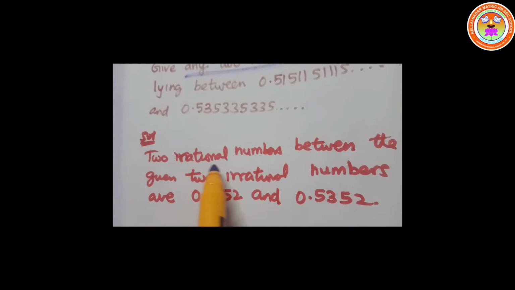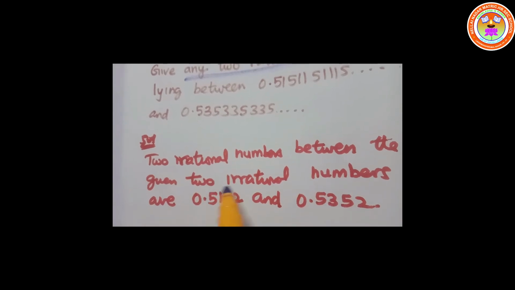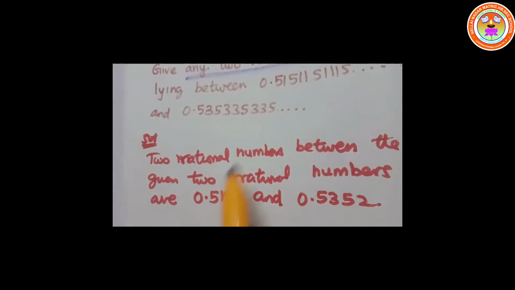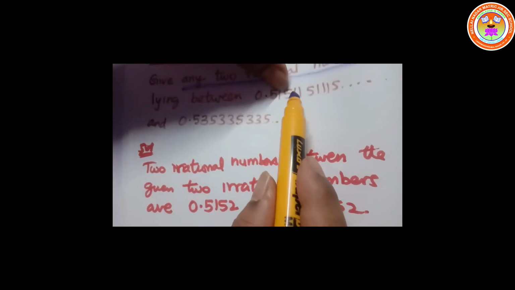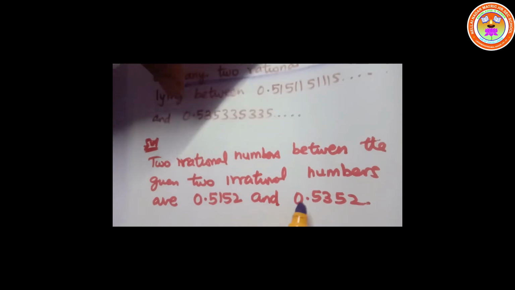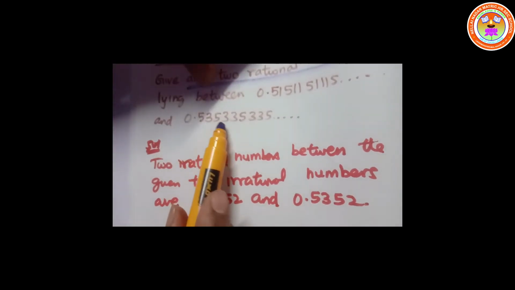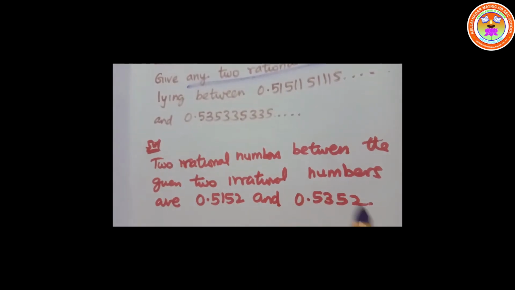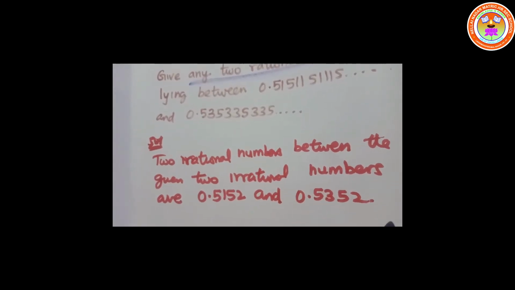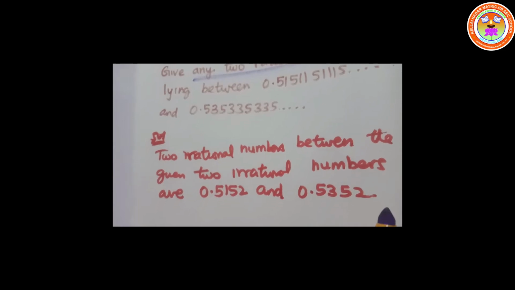So solution, 2 rational numbers between the given 2 irrational numbers. So you can write 0.515, see, children, you make 1 as round off as 2, and 0.535 and 3 as 2, right? Because the number of terms are there. It's clear, children? We can see the next sum, example 2.12.